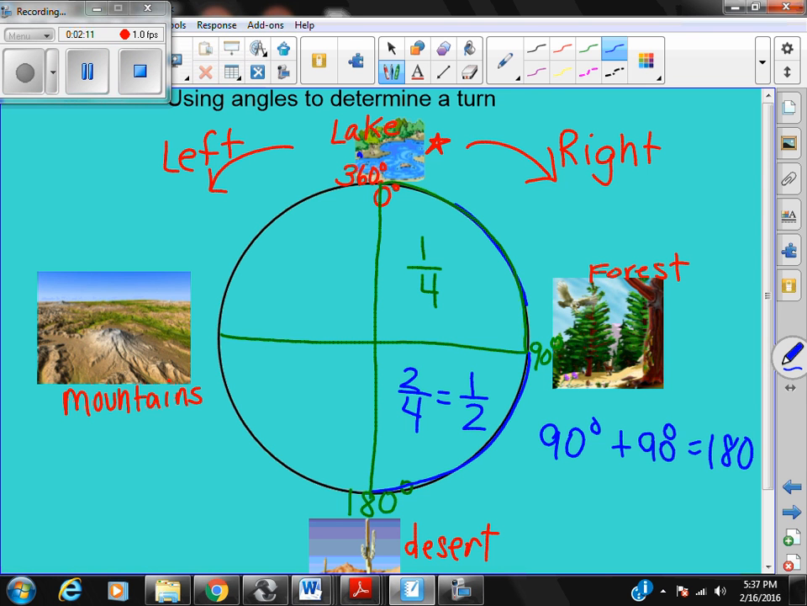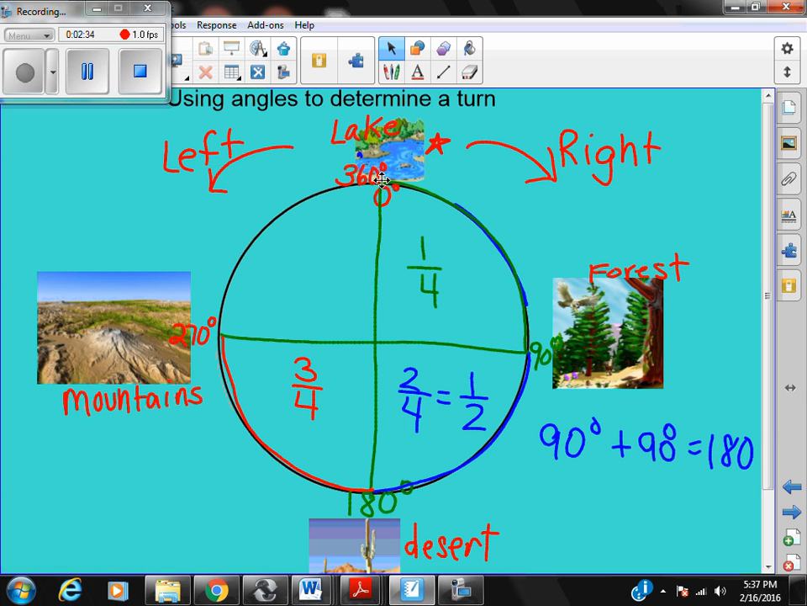If I then went another fourth, then I could add another 90 to my 90 plus 90 equals 180, which would give me 270 degrees. And I'm sorry, that would be 3/4 of a turn. Using these benchmarks helps you to get a feel for it.